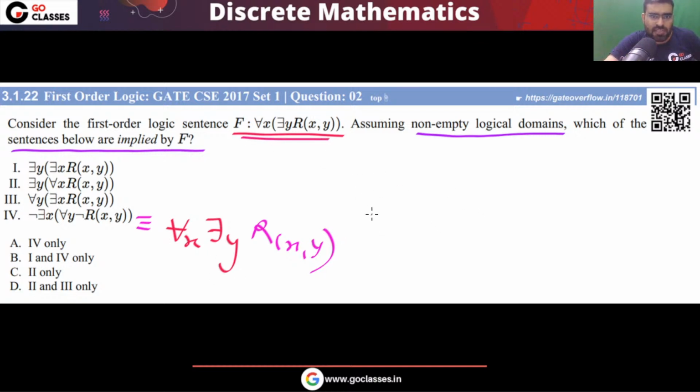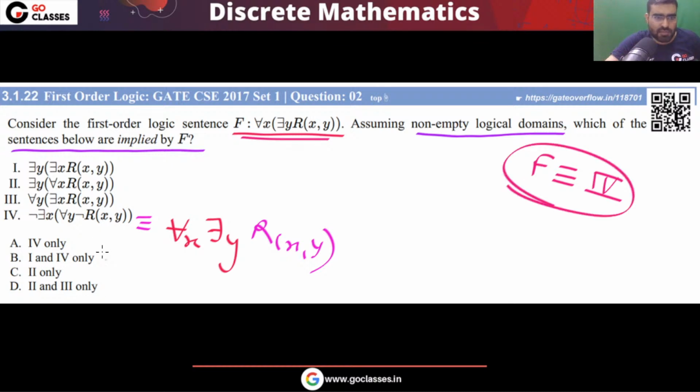The given expression f is basically equivalent to the fourth option. So the fourth will definitely be the answer. Which of the following is implied? So this is not correct. So tell me, in the GATE exam, which option will you check? Of course, in the GATE exam, you only have to check option 1. This is the only option you have to check, because the fourth is definitely equivalent.